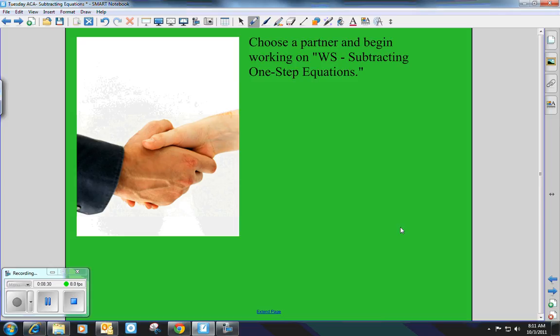Okay, so we will be doing subtracting one-step equations in class, and we'll talk some more about it if you have questions.